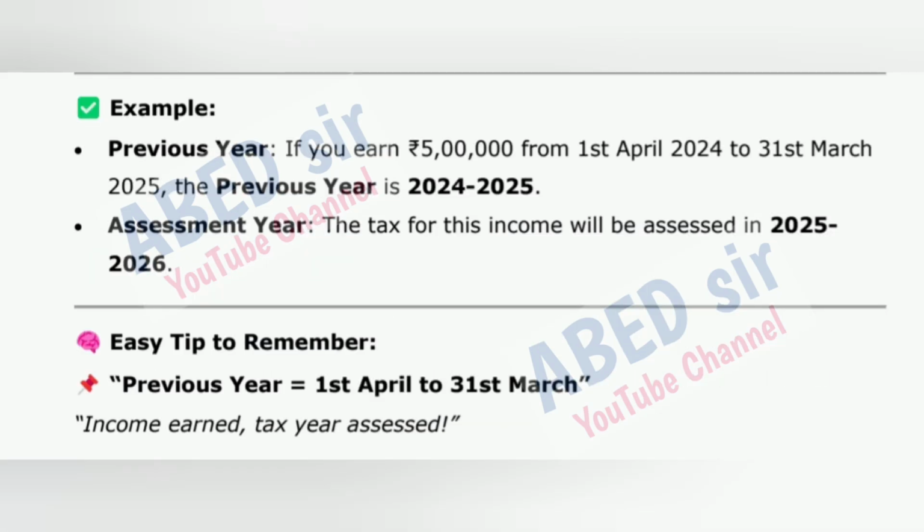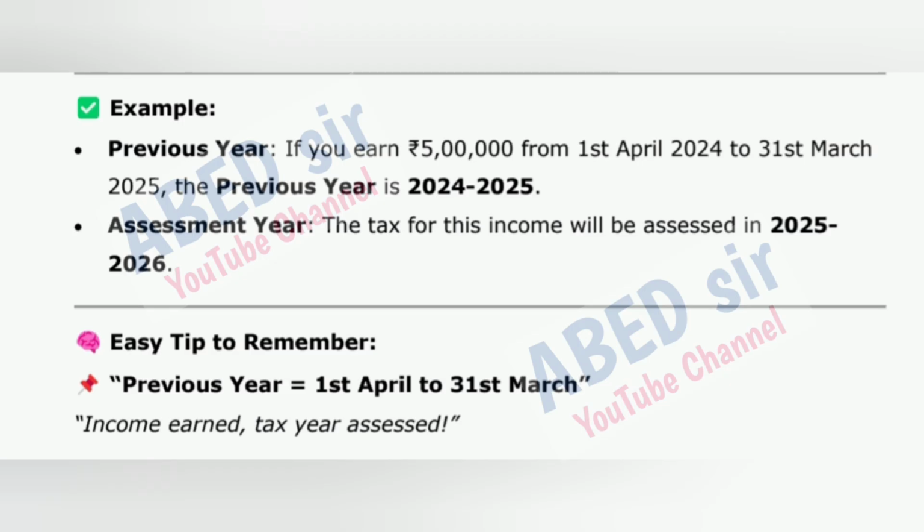Example: previous year, if you earn 5 lakhs rupees from 1st April 2024 to 31st March 2025, the previous year is 2024 to 2025. Assessment year: the tax for this income will be assessed in 2025 to 2026. Easy tip to remember: previous year is equal to 1st April to 31st March. Income earned, tax year assessed.